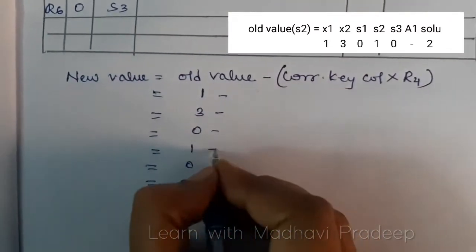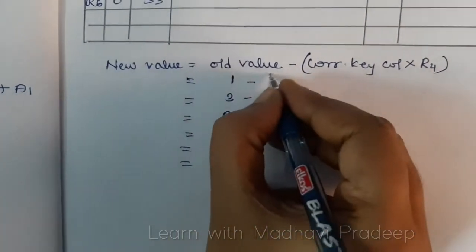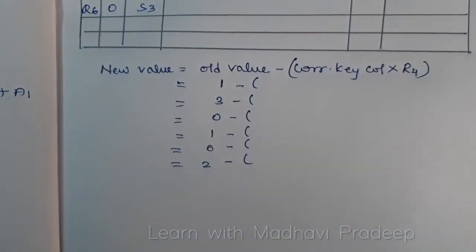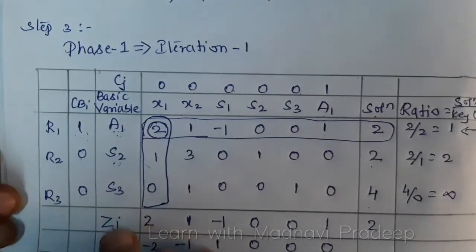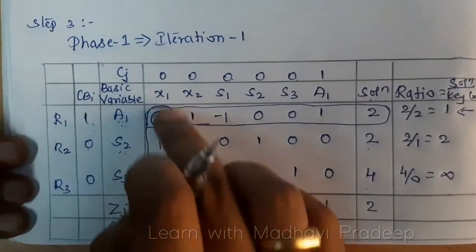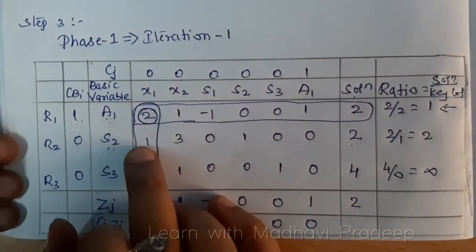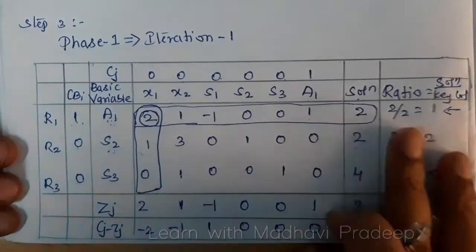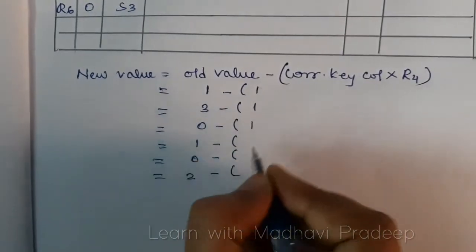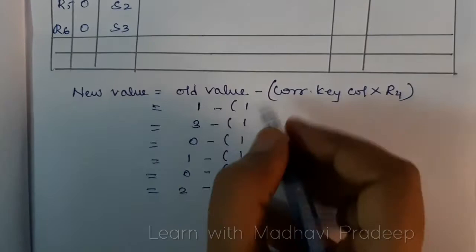Then the minus sign from the formula. Then the corresponding key column value for the S2 row in the previous table. The corresponding key column value is 1 here, because the 1 is selected in the key column side in this row. So the corresponding key column value is 1 for all the values in the formula. So here write down 1 for all the values.